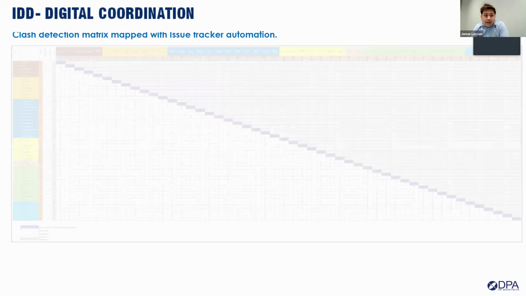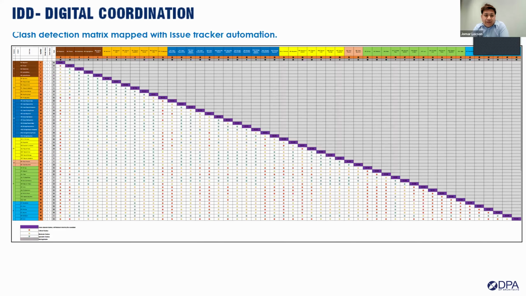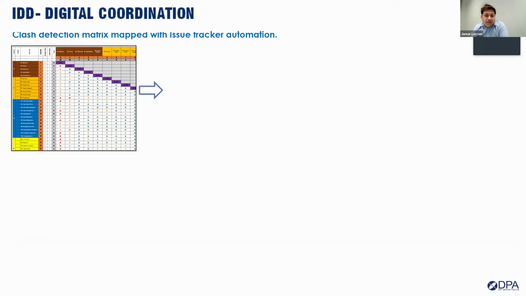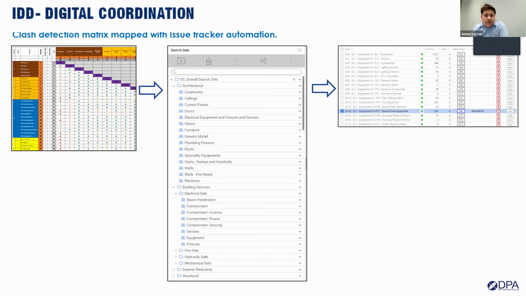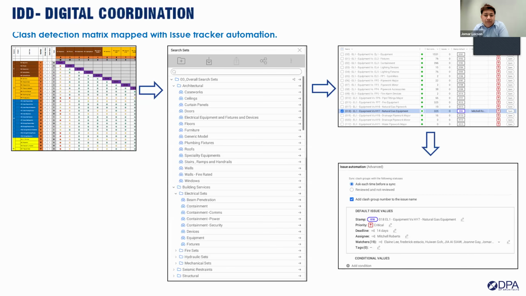Our clash detection matrix is a complex matrix of 50 elements versus 50 elements, so a total of 1,250 clash tests that are linked to the search sets. And each search set will be tagged with a stamp in Issue Tracker. We use issue automation to automate the filtering out of specific clashes or clash test lists during the clash detection.